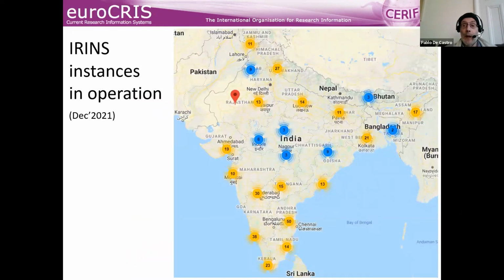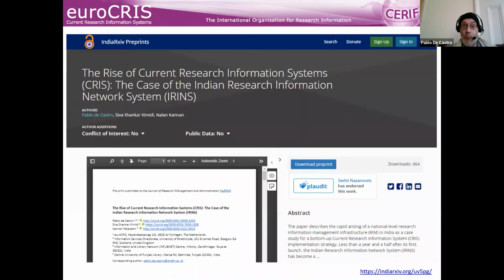This is the DRIS map. The DRIS has a geolocation feature, which allows mapping the CRIS implementations worldwide. This is a snapshot for India, and you can see that it's very widely implemented across the country. So with hubs in Bengaluru, for instance, with 50 implementations at different universities and research centers in the city or the surroundings. But then it's everywhere in the country, and it keeps growing. In fact, this is as of December 2021, so it's completely up to date.